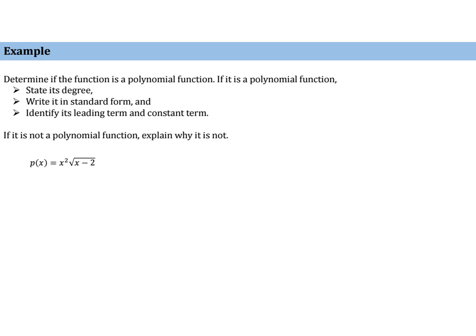Is this example representative of a polynomial function? Notice here, we have a variable under the radical. So therefore, this is not a polynomial function. The reason is because x is under a radical.